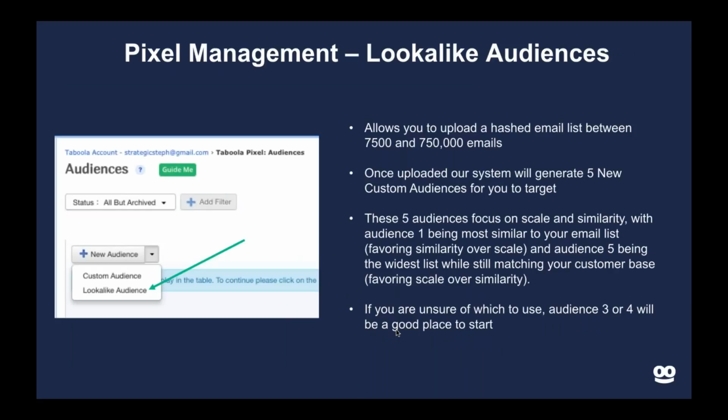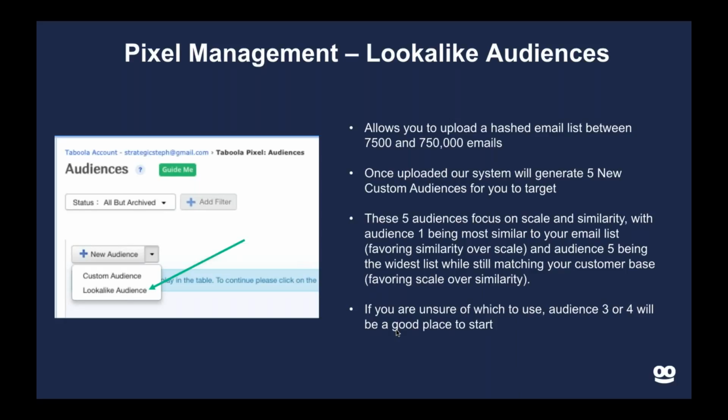Now we're going to just quickly touch on one of our most recently added features to the website, and this is our lookalike audience or lookalike modeling. You now have the ability to upload a hashed email list between 7,500 and 750,000 emails for any type of list. Once uploaded, our system will generate 5 new custom audiences for you to target.